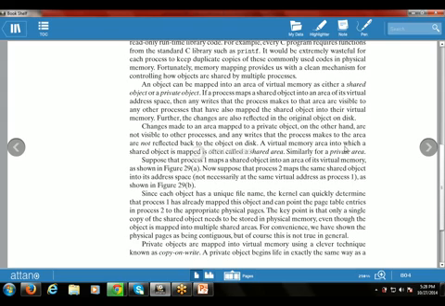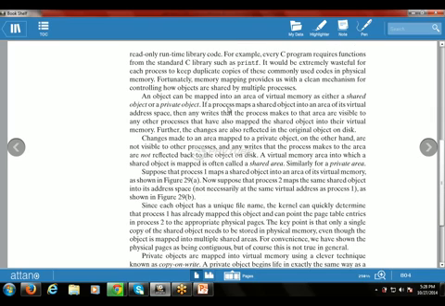A virtual memory area into which a shared object is mapped is known as the shared area. It means the area in which the sharing of the object is done is known as the shared area. Similarly, a private area is not shared by anyone. An object can be mapped into an area of the virtual address space, and that can be either a shared object or a private object.